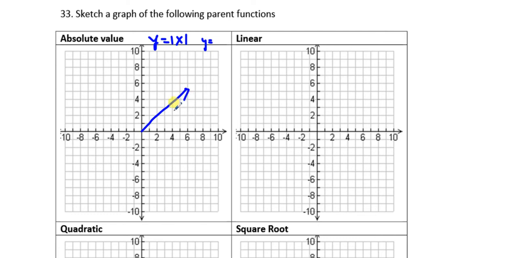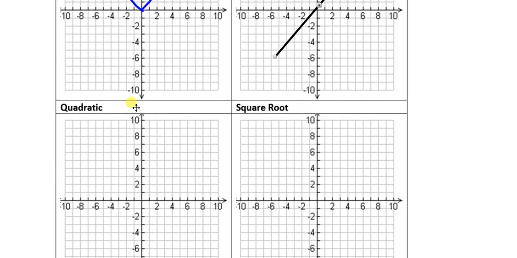That's the parent function, and you can stretch and transform it and do different things with it. Linear is just like y equals x. That'd be a parent function, and that's a line that goes like this. There should be little arrows on the end. Quadratic is y equals x squared. That's a parabola. Well, that's not a very good one.